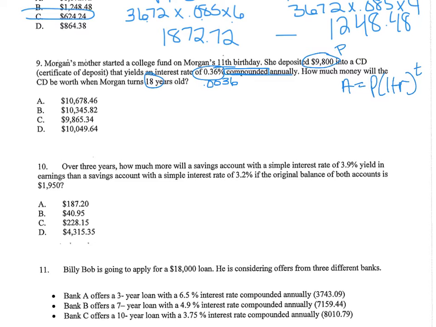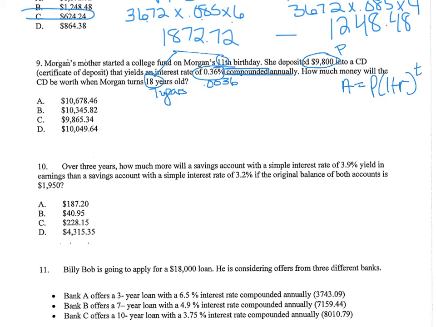So they didn't technically give me a time. A lot of kids want to put 18 because that makes the most sense, but she didn't start the fund until she was 11. So we need to see how many years have passed between her 11th birthday and her 18th birthday. So we want to subtract 18 minus 11, and that would be 7. So my time is actually 7 years, because that's how long she's had the money deposited.